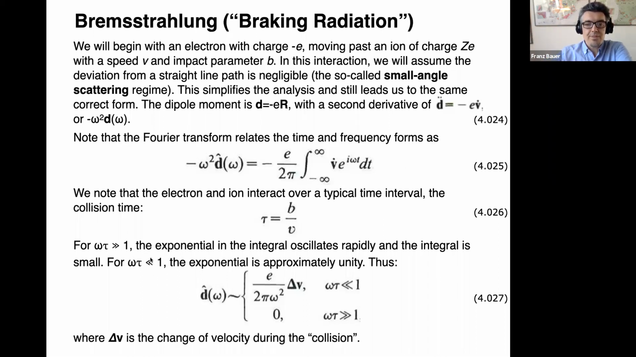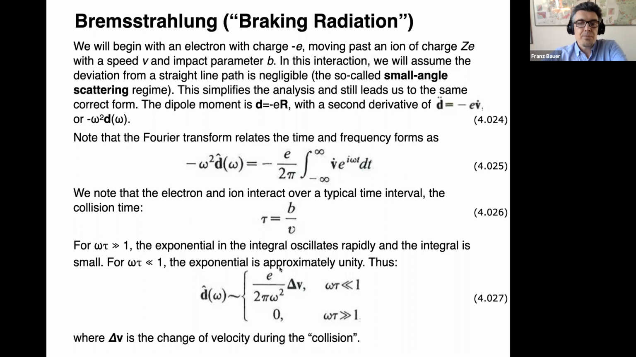For frequencies multiplied by this collision time which are much less than 1, the exponential ends up going to unity. And so we can express the dipole as a function of frequency as something which looks like this on small frequency scales, and is 0 outside of that. And this delta v here is the change in velocity during the collision, or the integral of this acceleration.